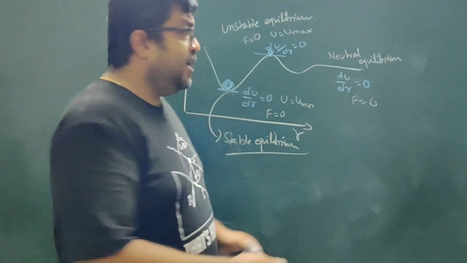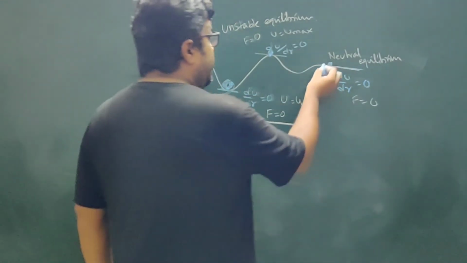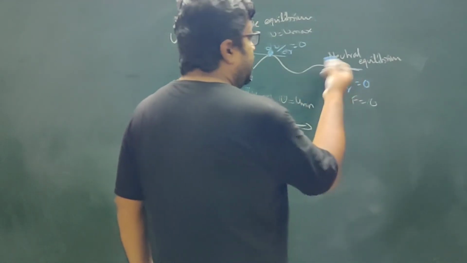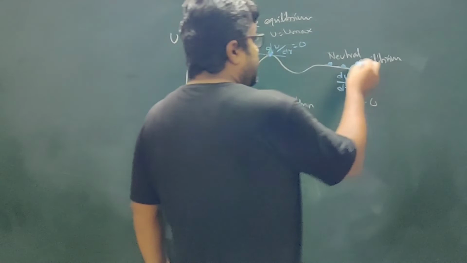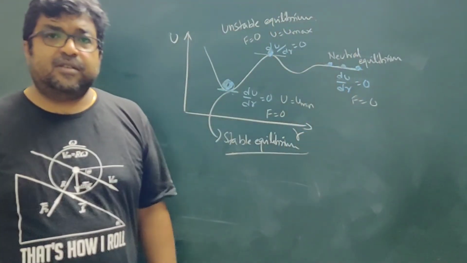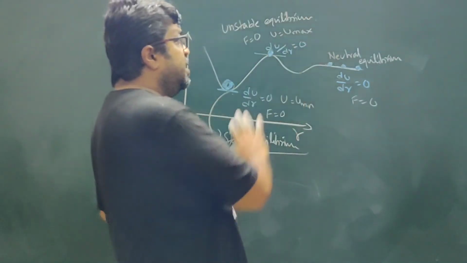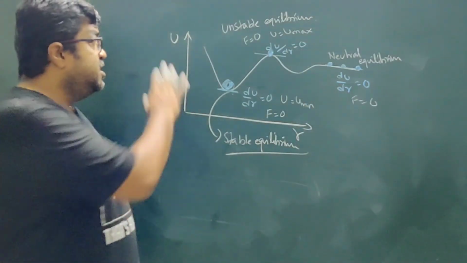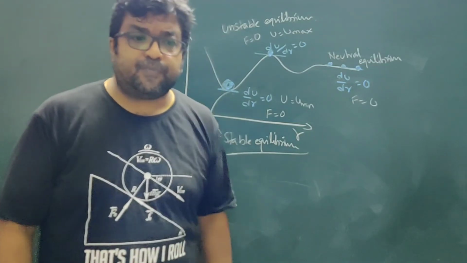And neutral equilibrium implies that the body at this particular position will remain at rest. If I push it, it will move to this position and again remain at rest. If I push it from this position to this position, here also it will remain at rest. So that is called neutral equilibrium. So this is the concept of 3 types of equilibrium from this graph. I hope this graph is clear to you.